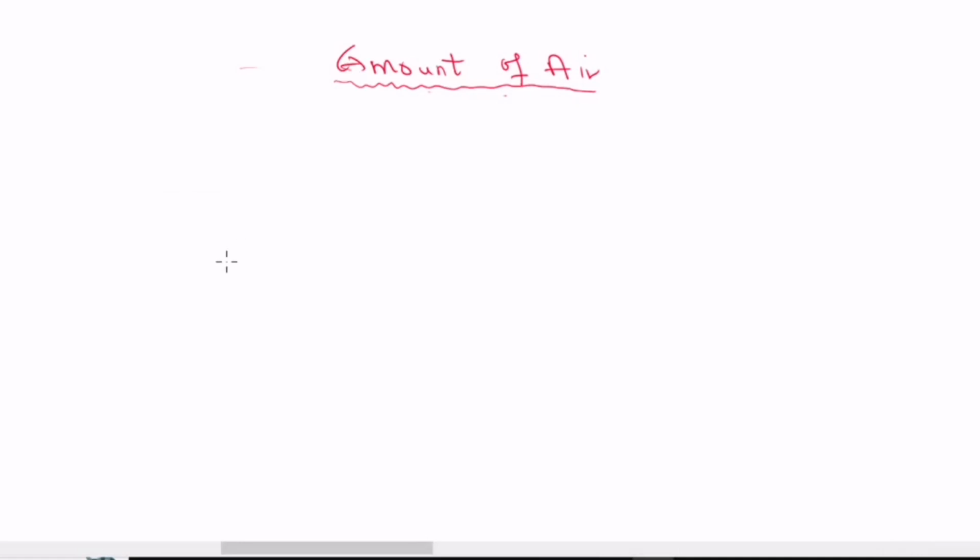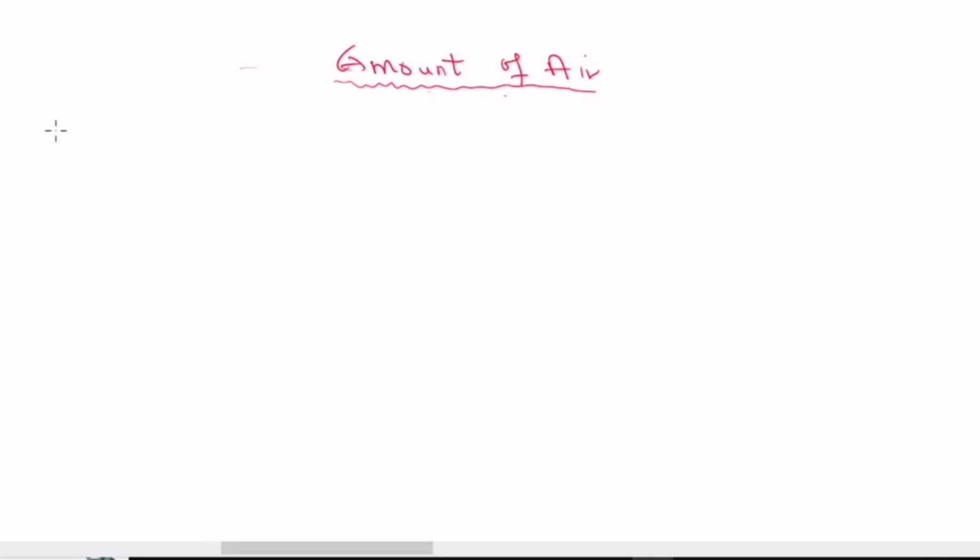In this video, we are going to look at how we can find the amount of air in a given equation. So in roasting, air is used for oxidation of sulfide as well as combustion of coal. So in this case, we need to find the amount of air theoretically needed for the combustion and also for the oxidation of the sulfide, right?